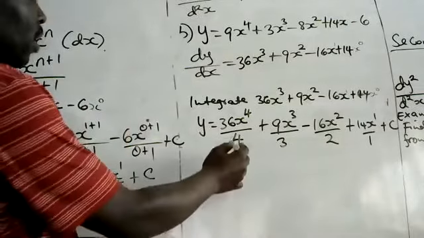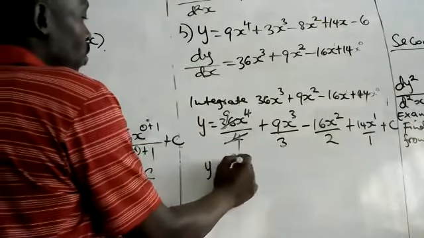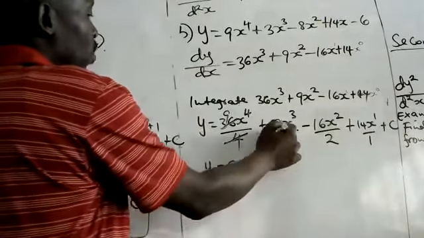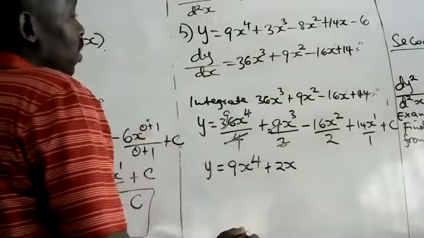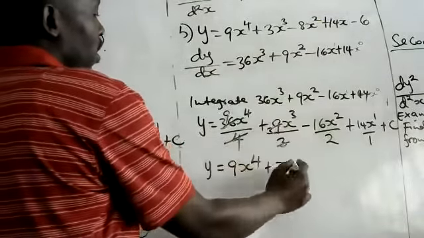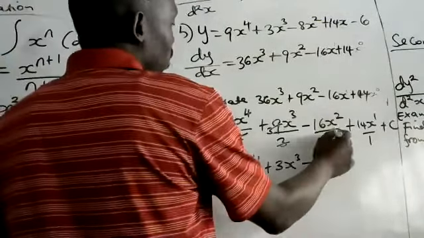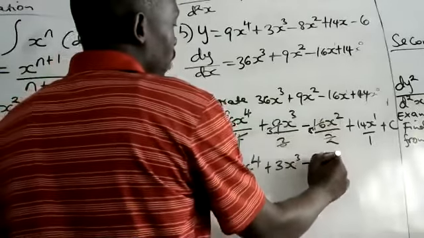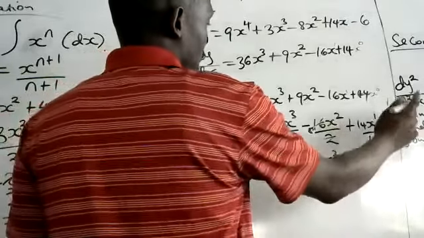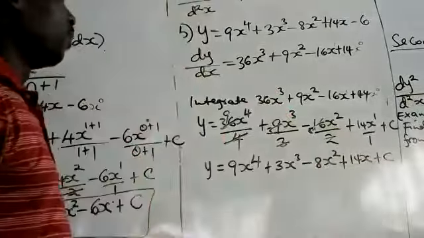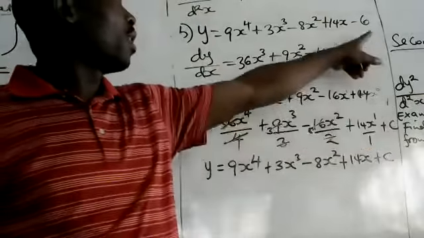So that 4 will go to 36 how many times? 9. So you find y equals to 9, x power 4. 3 goes to 9, that is now plus 3x power 3. Minus, this one goes there 8 times, so we're going to have 8x power 2 plus 14x plus c. You realize that we have gone back here, and this c is now representing the 6.